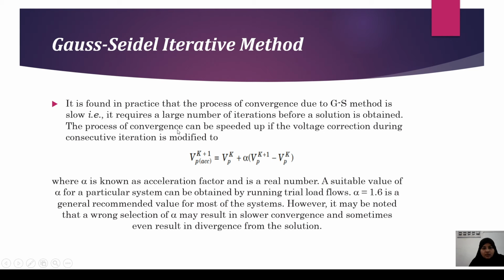To speed up the process of convergence during consecutive iterations, we use the voltage correction Vp accelerated (k+1) = Vp(k) + alpha times (Vp(k+1) minus Vp(k)). After running trial load flows, we found the alpha value to be 1.6. It is a generally recommended value for most systems. But note that wrong selection of alpha may result in slower convergence and sometimes even divergence from the solution.